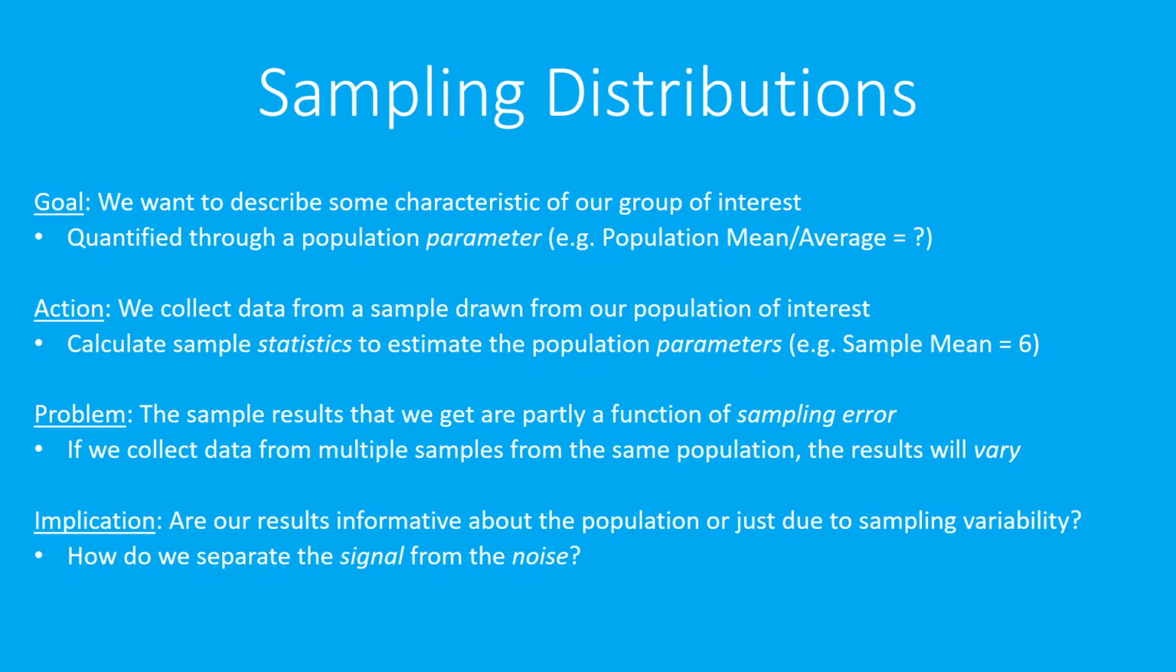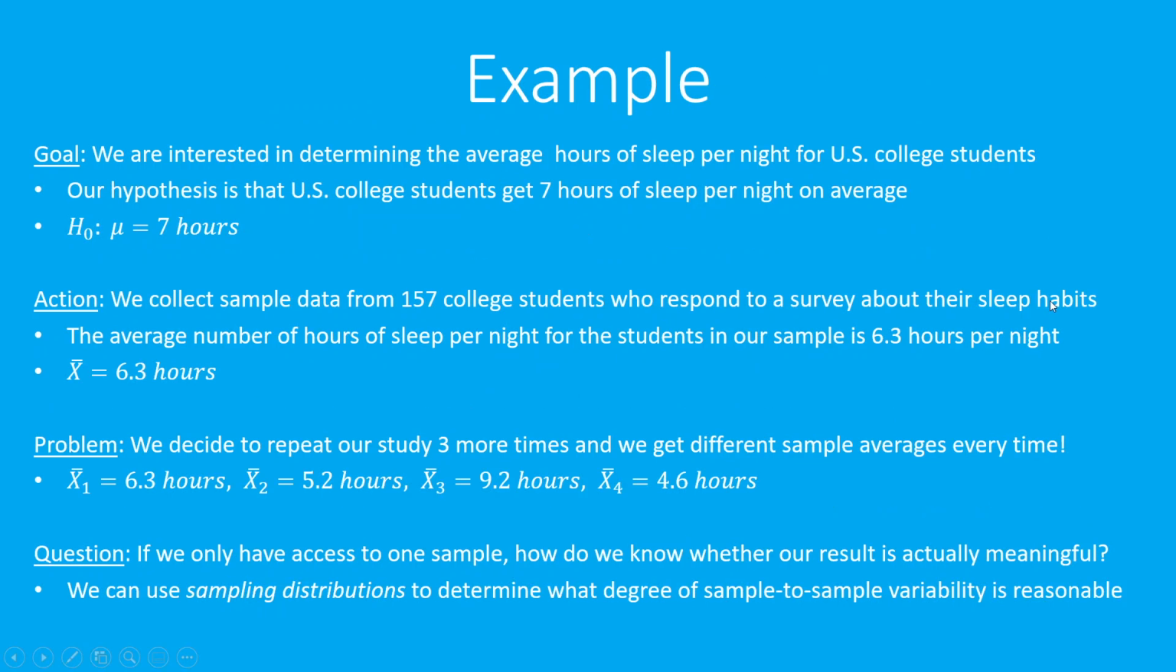However, the problem is that the sample results that we get are partly a function of sampling error, and we'll talk about this more in a minute. But basically, it's this idea that if we collect data from multiple samples from the same population, even though they're coming from the same population, the results will vary from sample to sample. So the implication of this is, are our results from our sample informative about the population, or are they just reflective of sampling variability? In other words, how do we separate the signal from the noise?